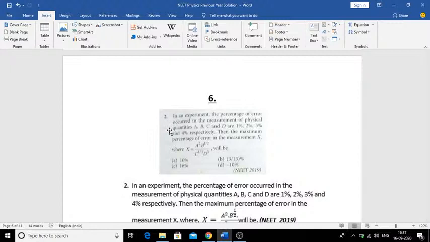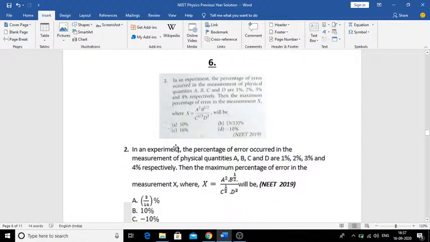Now question number 6. In an experiment, the percentage of error occurred in the measurement of physical quantities A, B, C and D are 1%, 2%, 3% and 4% respectively. Then the maximum percentage of error in the measurement of X, where X is given as A square B raised to half divided by C raised to 1 by 3 into D cube. Always remember this half and 1 by 3 are nothing but square roots and cube roots.